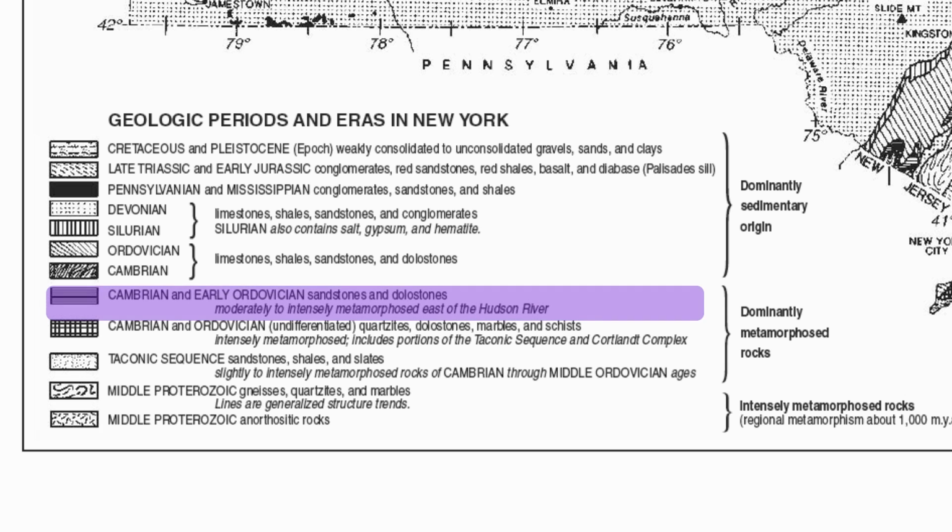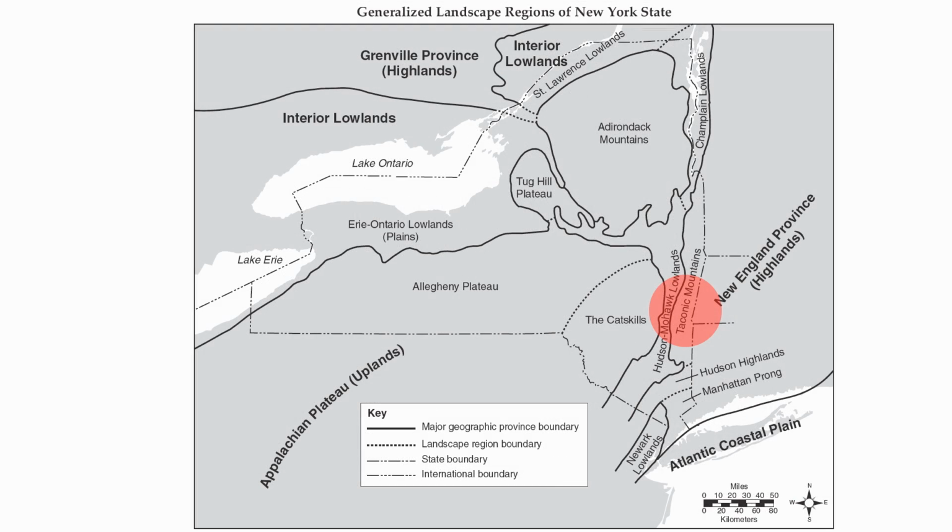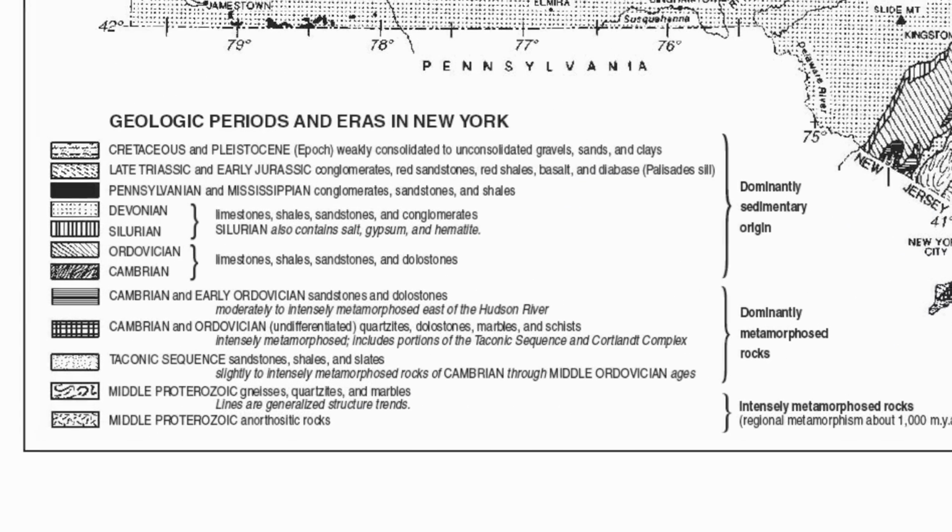Next pattern up is these horizontal lines of Cambrian and early Ordovician rock. Again, mostly going to be metamorphic rock as well. That pattern is going to be found just in the Kingston region, of the Taconic Mountains and Hudson Mohawk lowlands. So you can see that part of New York State has a wide variety of rock types and ages. It's a very, very complex part of New York State.